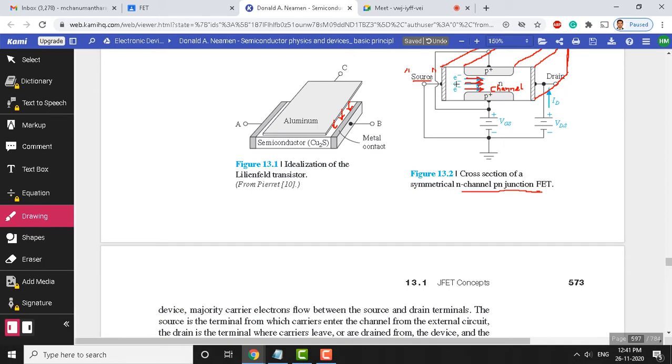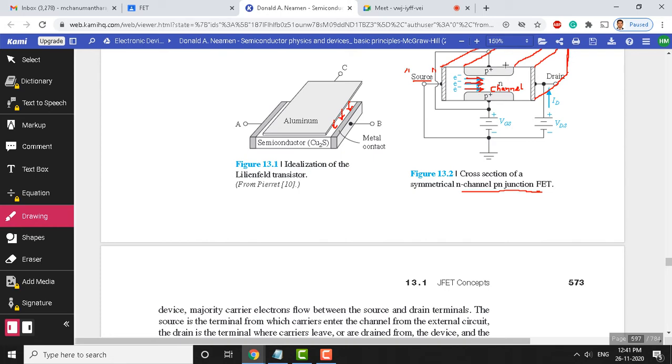Drain is the point where charge carriers leave the device, source is the point where charge carriers enter the channel. From the external circuit here through this power supply, charge carriers will enter this channel, and these charges, electrons we have shown in case of n channel here, move under the influence of the electric field which is acting vertically downwards here.